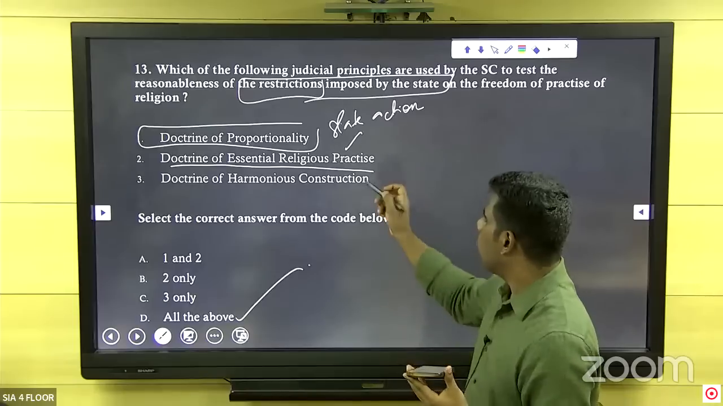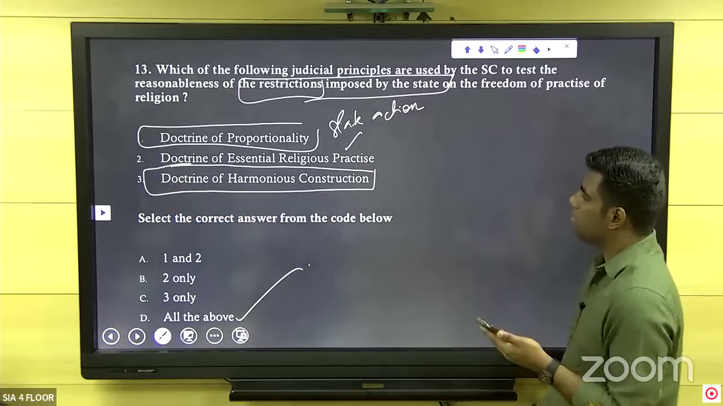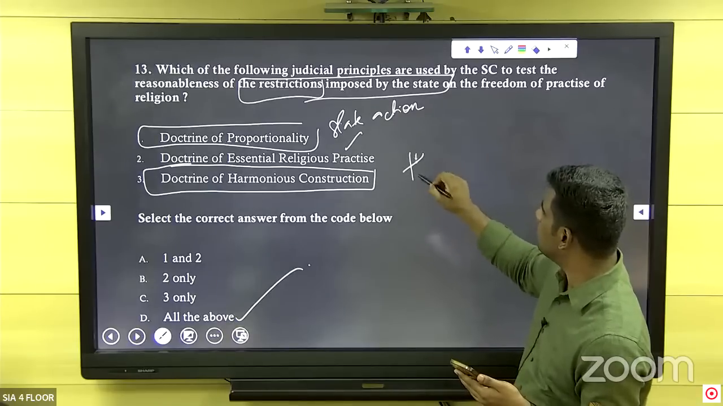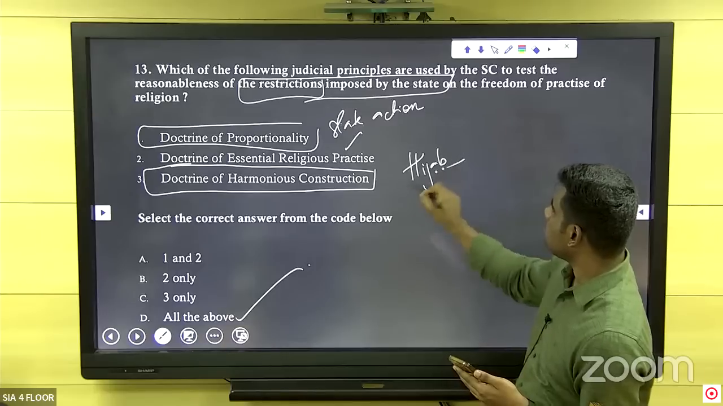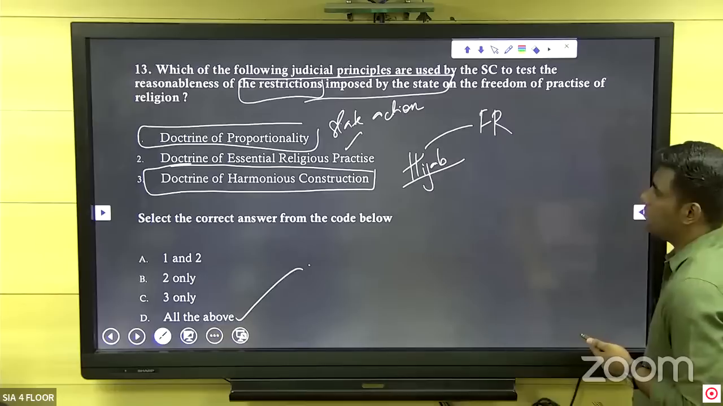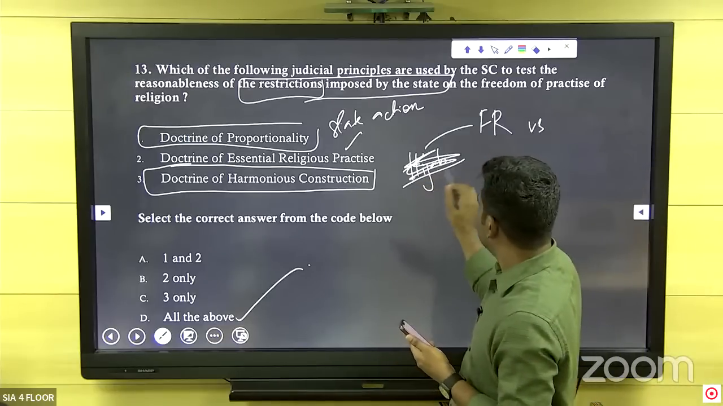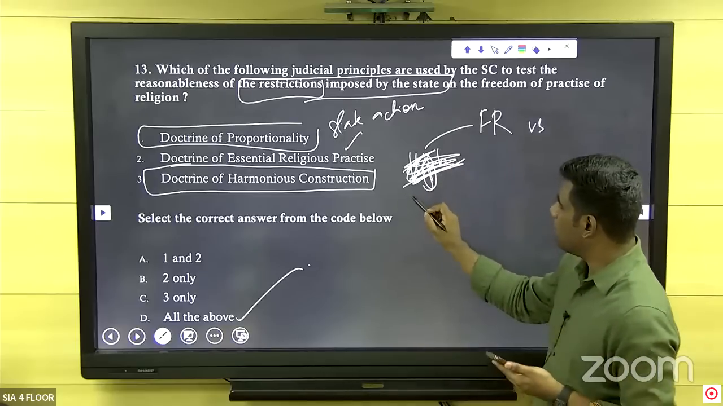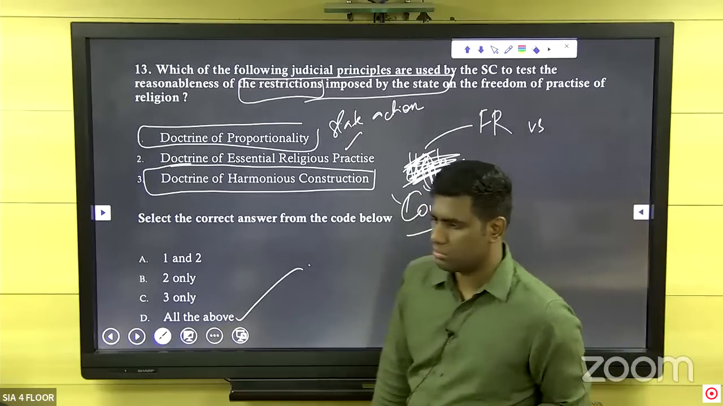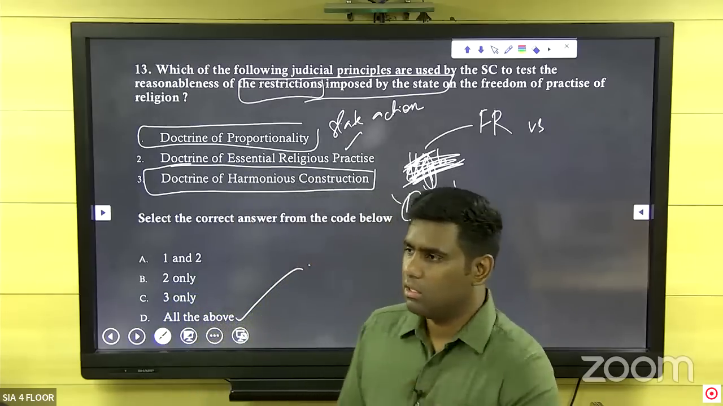Like that. And what is the doctrine of harmonious construction? For example, you take the case of sacrifice of cow during Bakrid. During Bakrid celebrations, you want to slaughter a cow, sacrifice a cow.